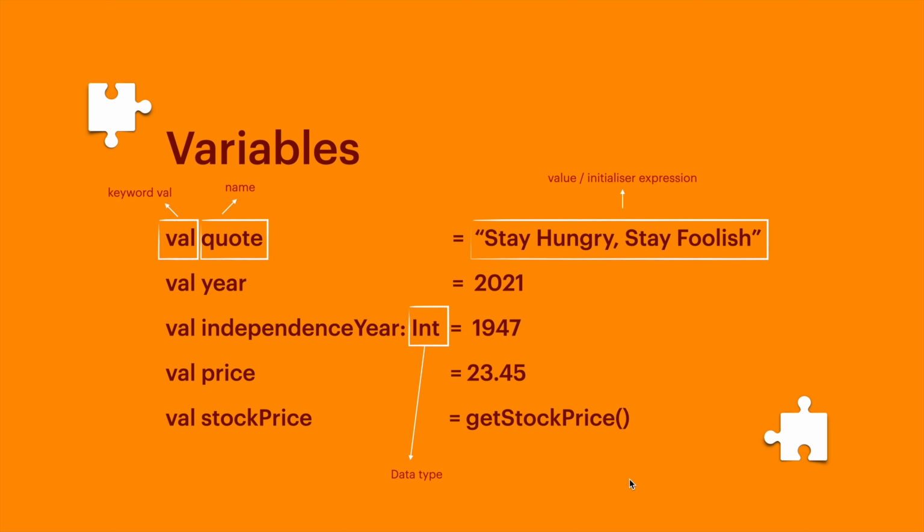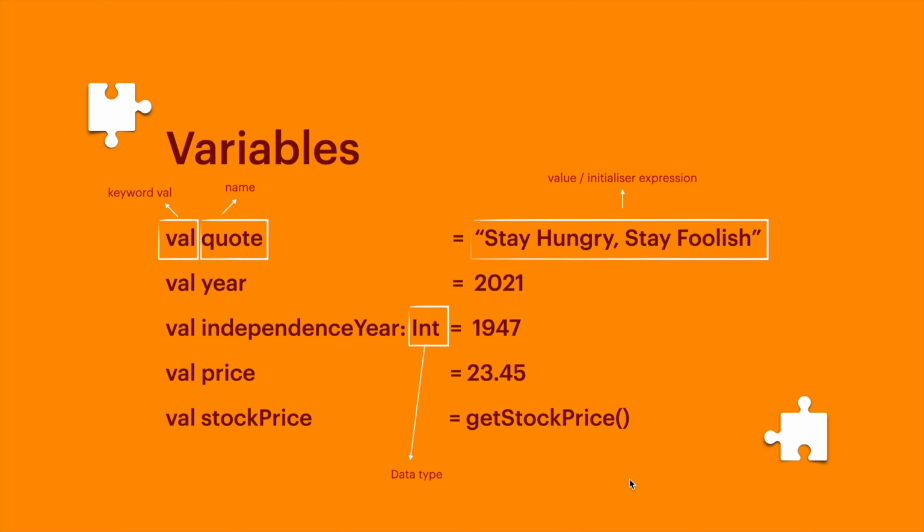val independenceYear colon Int equals 1947. 1947 is an integer assigned to independenceYear here, but we have explicitly mentioned the data type Int here. So the data type is optional in the cases where we have not mentioned it; Kotlin infers the type smartly. For example, val price equals 23.45. It's a Double, but Kotlin will infer it by itself even without mentioning the type Double here.